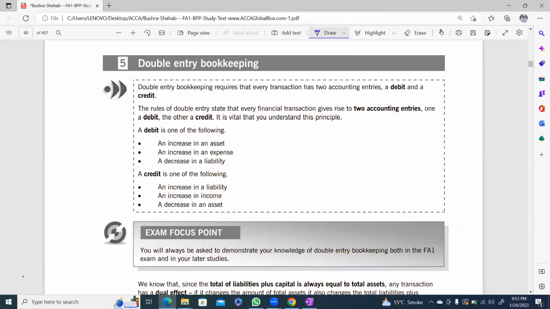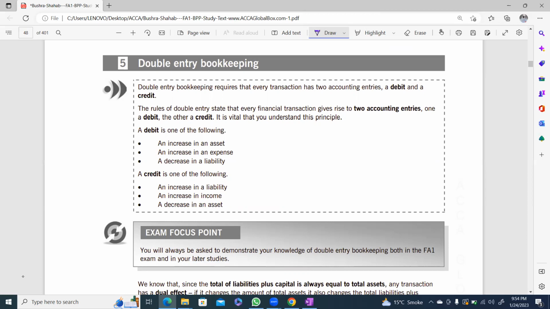Now, double entry bookkeeping. You might have this concept. Just read this part only, the first part, just the bullet points as well. Then I'll tell you. Double entry bookkeeping requires that every transaction has two accounting entries, a debit and a credit. The rules of debit credit state that every financial transaction gives rise to two accounting entries, one a debit and the other a credit. It is vital that you understand this principle.